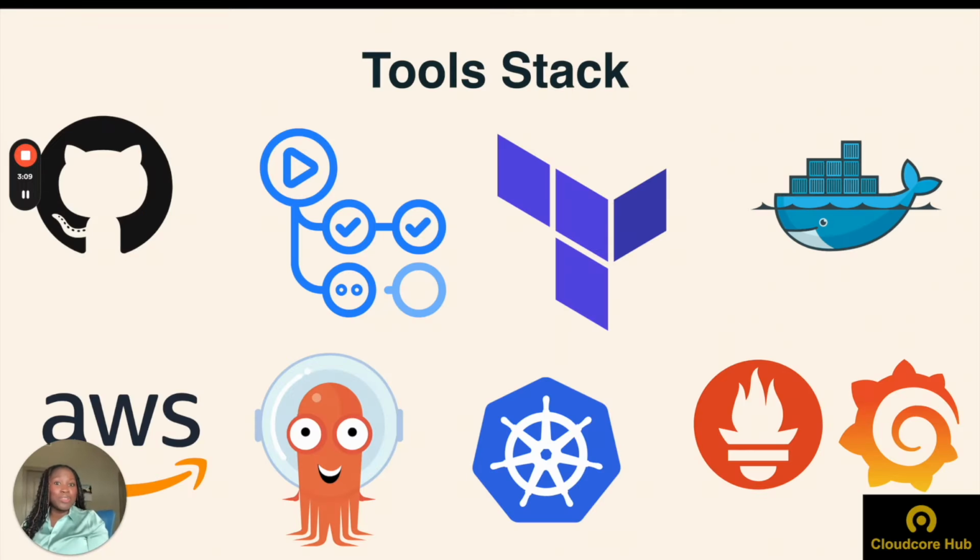So the tools I'll be using for this deployment will be Git, GitHub, Github Actions, Terraform, Docker, Dockerhub, AWS, ArgoCD, Kubernetes, Prometheus and Grafana for my monitoring. You should have a basic understanding of some of those tools. If not, you can read that up, and if you know alternative tools, then it's easier for you to follow.